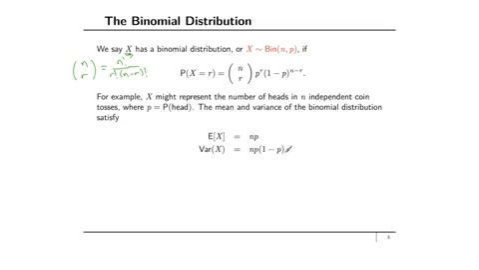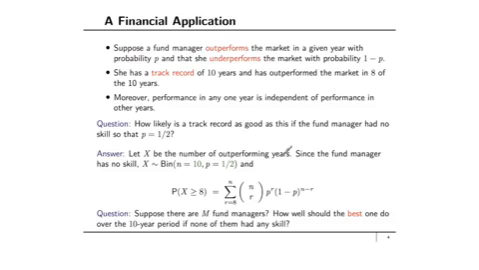Now, there's actually an interesting application of the binomial distribution to finance, and it arises in the context of analyzing fund manager performance. We'll return to this example later in the course, but let me just give you a little flavor of it now. Suppose, for example, a fund manager outperforms the market in any given year with probability p, and that she underperforms the market with probability 1 minus p. So we're assuming here that the fund manager either outperforms or underperforms the market, only 2 possible outcomes, and that they occur with probabilities p and 1 minus p respectively.